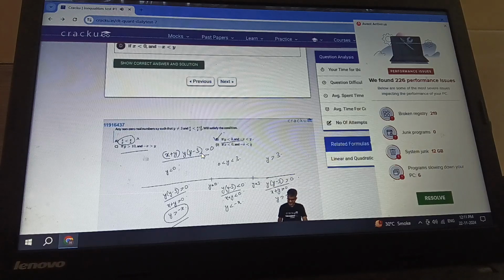If y is greater than 0, that is somewhere over here, minus x is greater than y. Over here, minus x is actually less than y, and this is true when y is greater than 3. So this is actually false. If x is less than 0, minus x is less than y. Again, we can't say anything about the value of x. We can clearly say something about the value of y. So essentially, the only option that is correct is option B.